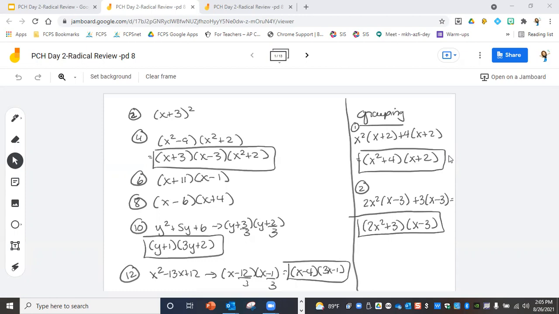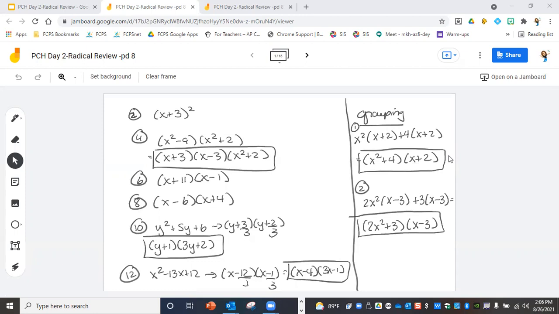So hopefully I've at least got some of the cobwebs and dust cleaned off upstairs a little bit to help us start thinking about factoring. Yes, Tony. I'm sorry, can you go over 12?